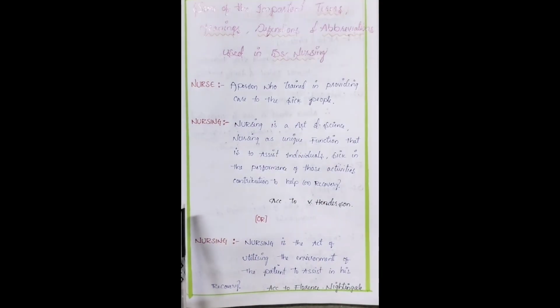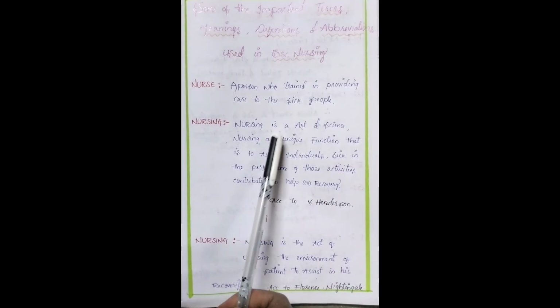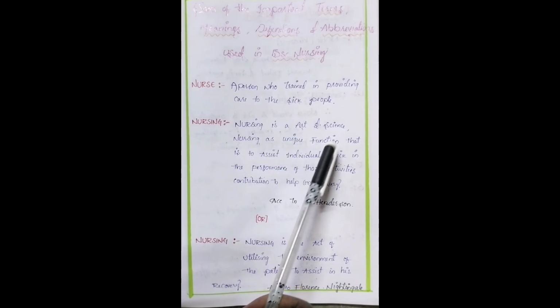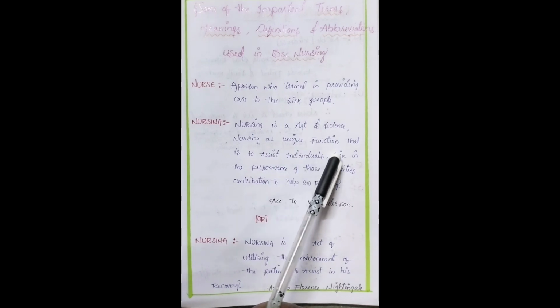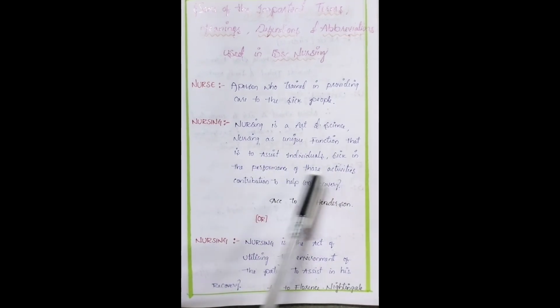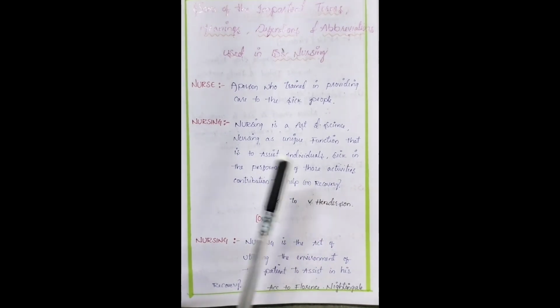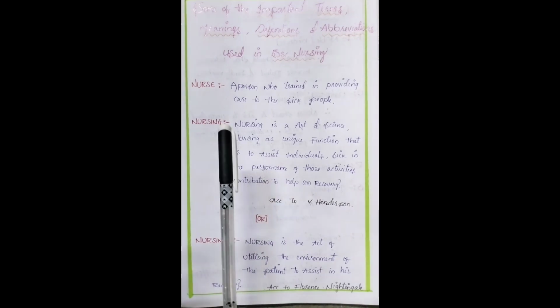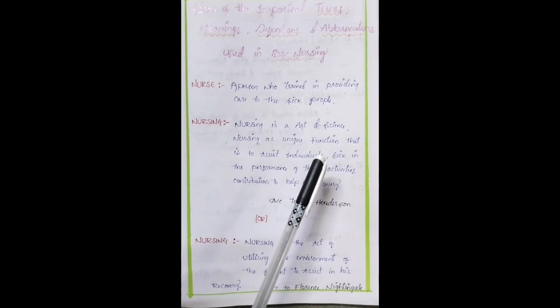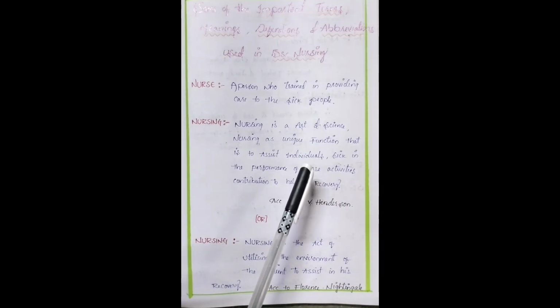I hope everyone understood. Next, nursing. Nursing is an art and science. Nursing has a unique function, that is to assist individuals in the performance of those activities and contribute to health and recovery. According to Henderson, nursing is an art and science. It assists and helps the individuals or sick people in recovering from the disease condition. Understood?